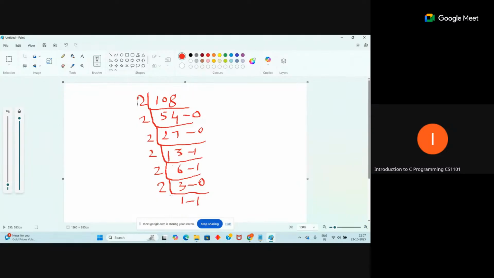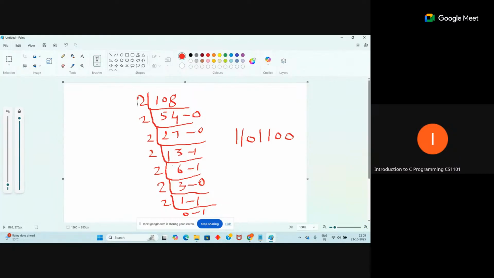Okay. So continue till you get a 0. We get 0 when we divide 1 by 2. Now write the remainders in the reverse order. So it will be 1, 1, 0, 1, 1, 0, 0. But we are asked to represent it using 8 bits.